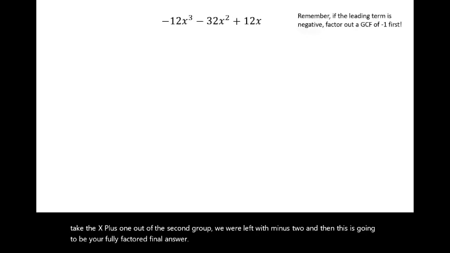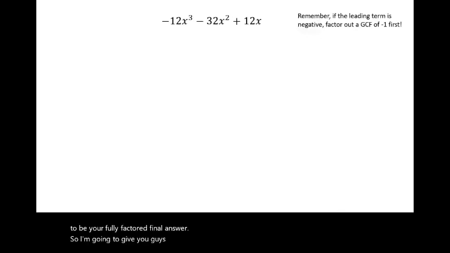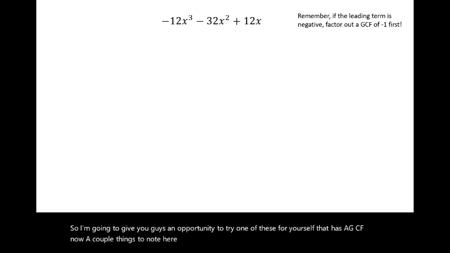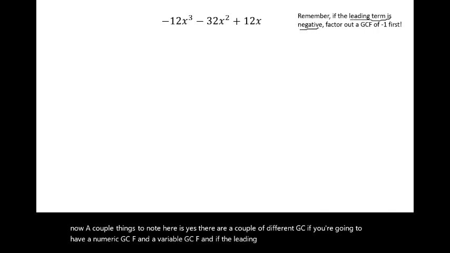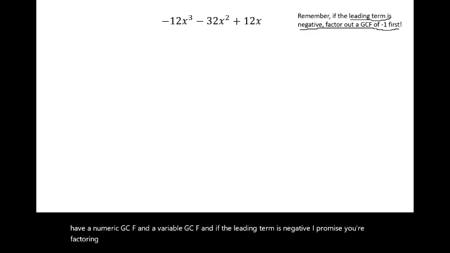So I'm going to give you guys an opportunity to try one of these for yourself that has a GCF. Now, a couple things to note here is, yes, there are a couple of different GCFs. You're going to have a numeric GCF and a variable GCF. And if the leading term is negative, I promise your factoring is going to be a lot easier if you factor out a negative GCF first.